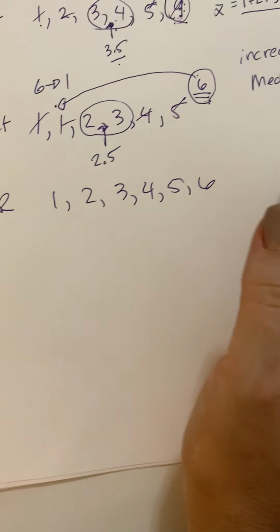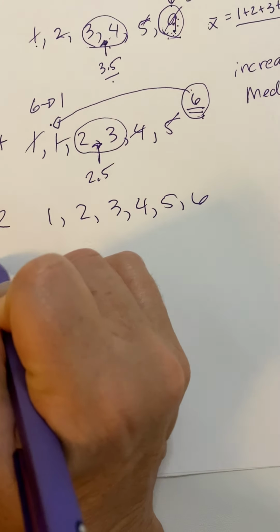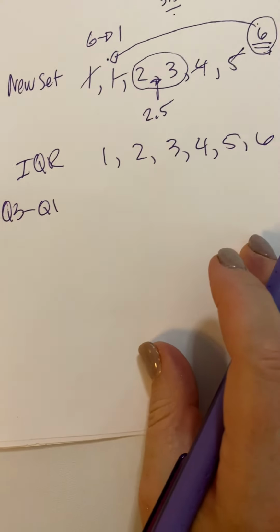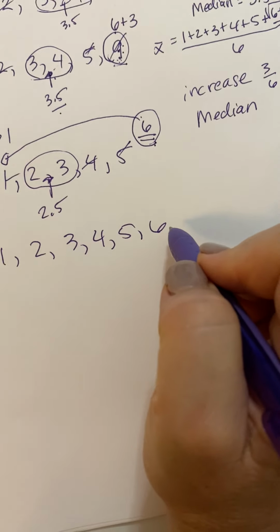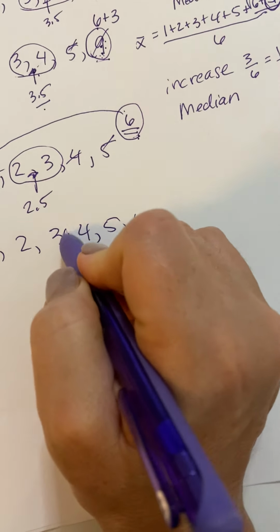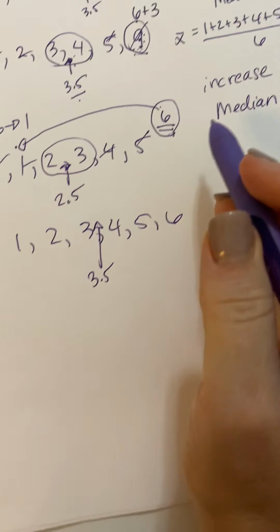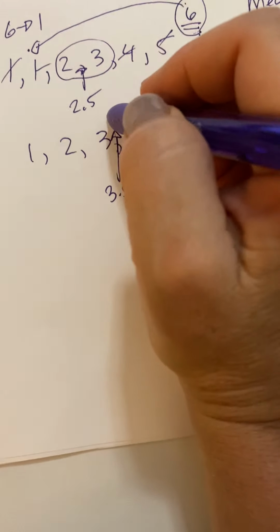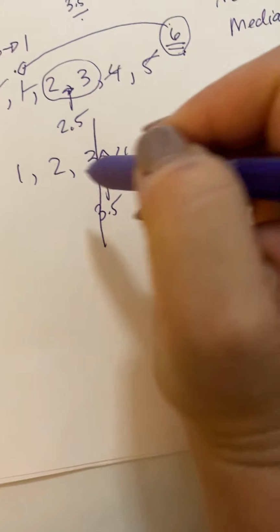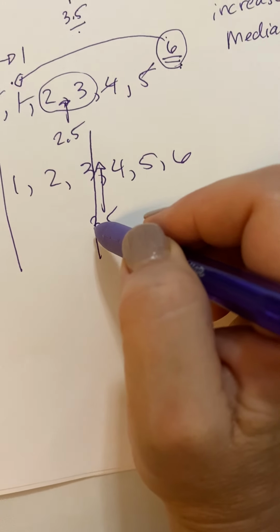Okay, so IQR is Q3 minus Q1. So let's go ahead and find Q3 and Q1. First of all, find the median, which we found at 3.5. Now, to find Q1, what you're going to do is basically go one left to the median.